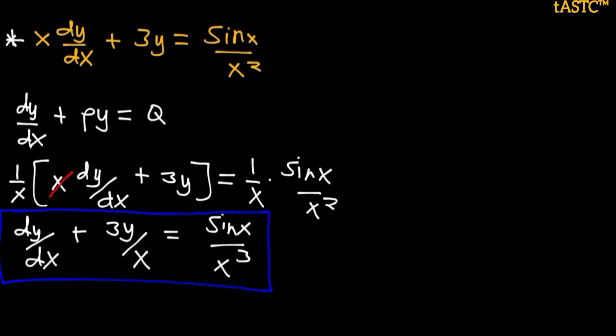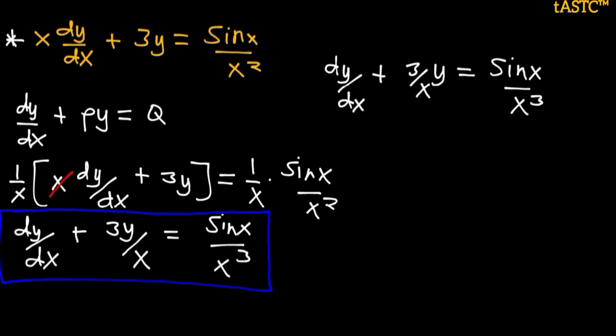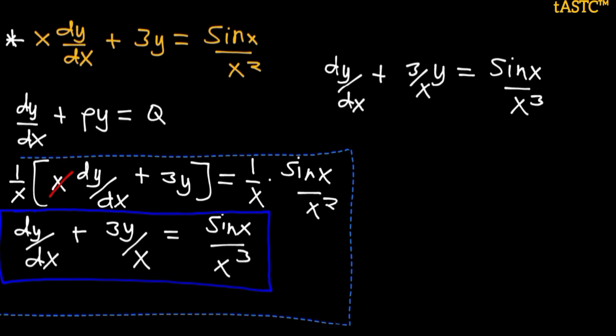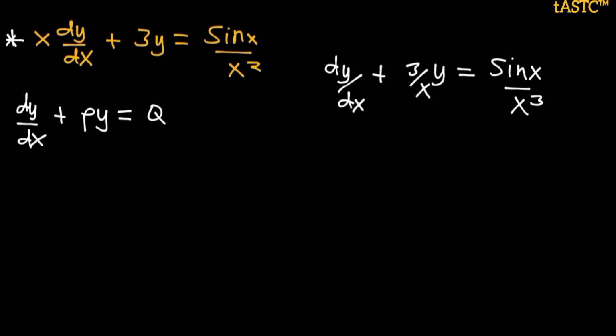So this is what we need to analyze and bring out what P is as well as Q. In this case, this is going to be rewritten this way: dy/dx plus 3 over x multiplied by y equals sine x divided by x to the third. So from here, we know that P is equal to 3 over x, and Q is equal to sine x divided by x to the third.